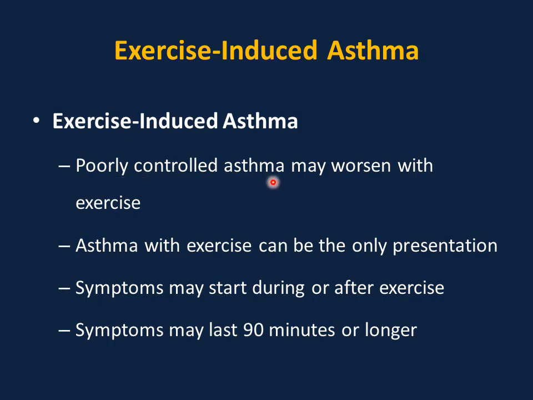So well-controlled asthma actually may get better or improve with exercise, but poorly controlled asthma may worsen with exercise. Asthma with exercise can be the only presentation. Some children have exercise-induced bronchospasm only, and in between they look normal, with no wheezing, no shortness of breath, and no symptoms. Symptoms may start during or after exercise, and may last about 90 minutes or even longer, all day long.